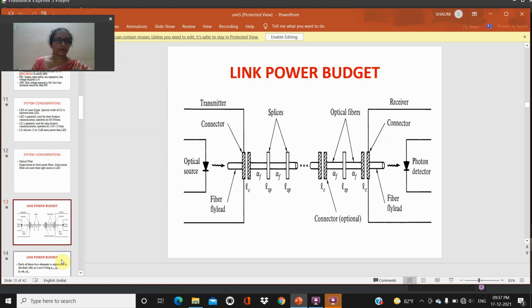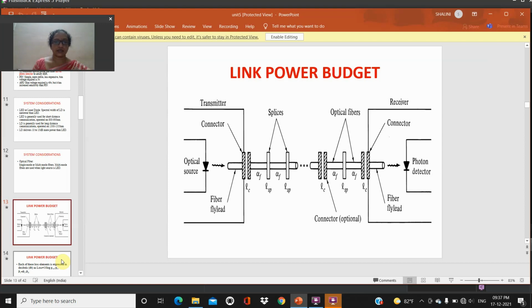So what is the link power budget? Here the transmitter, connector, optical source, optical pigtail, the splices, optical fibers, receiver, connector, fiber pigtail, photo detector, etc. are there, in the transmitter section, receiver section, and the optical fibers. The optical fibers are then connected along with the connectors and the splices.